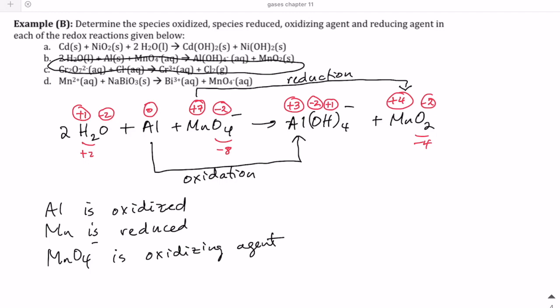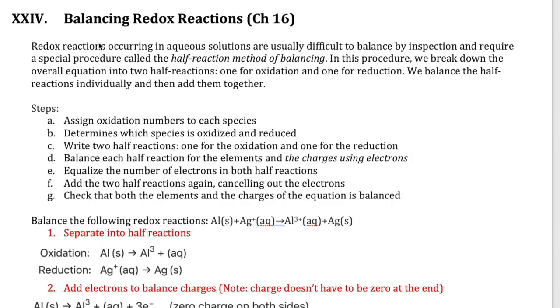And then if you look at the reducing agent, well, aluminum is the element that's oxidized, but aluminum is also the reactant itself. So therefore, aluminum is the reducing agent. So the issue with redox reactions is that in order for electrons to be transferred, the redox reaction must occur in aqueous solutions that contain ions. So in other words, some type of an electrolyte.